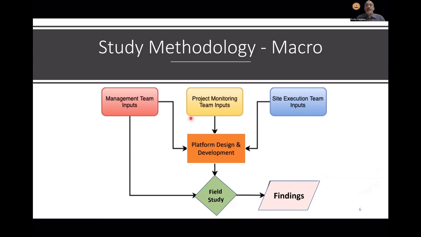Now, this is the basic methodology we used. We needed a lot of input from the site, whether it was the project execution team or the project monitoring team, as well as the management team, which makes the kind of decisions on the project level. So we had basically three inputs from three teams of people: the management team, and then the monitoring team, which actually uses this tool. The execution team gives the inputs. So based on their inputs, a platform was designed and developed. Then a field study was done, and then the findings were presented. And this is what we will go through in sequence.